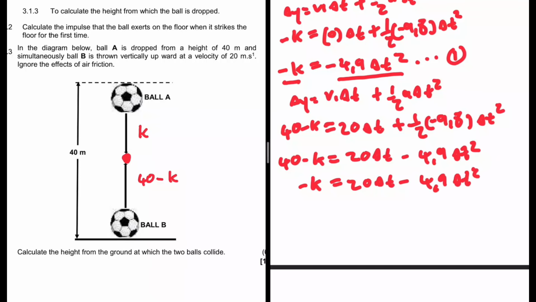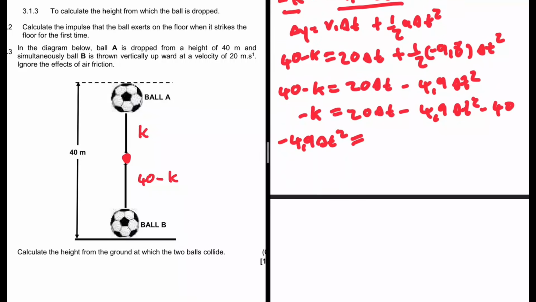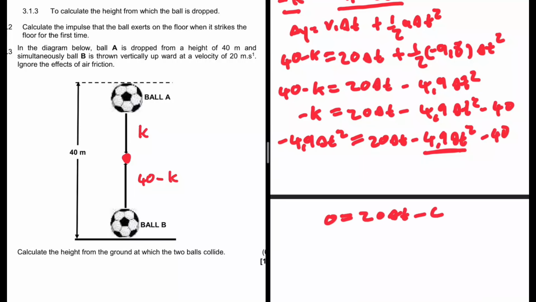But what is minus k? Minus k is just minus 4.9 delta t squared. This is equal to, well, we're taking 40 to the other side, so we're going to have minus 40. This is equal to 20 delta t minus 4.9 delta t squared minus 40. So when you take minus 4.9 delta t squared to the left hand side, it's going to be plus. So we're going to get 0 equals 20 delta t minus 40. Clearly, delta t is equal to 2 seconds. So the objects meet each other after 2 seconds.